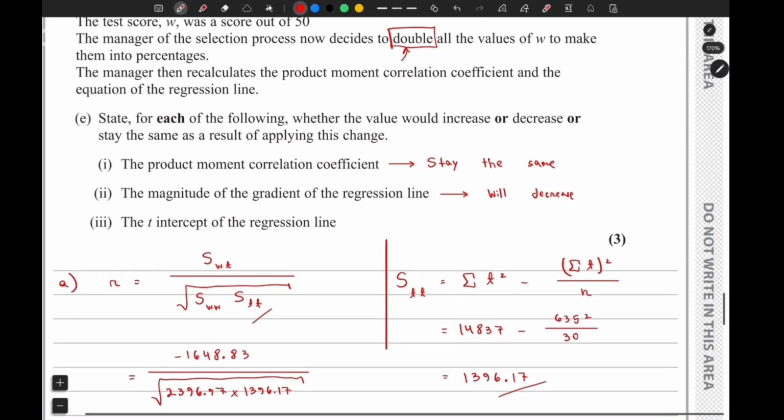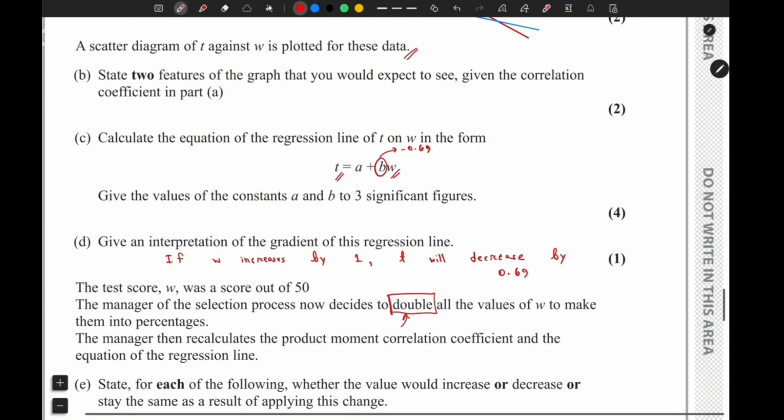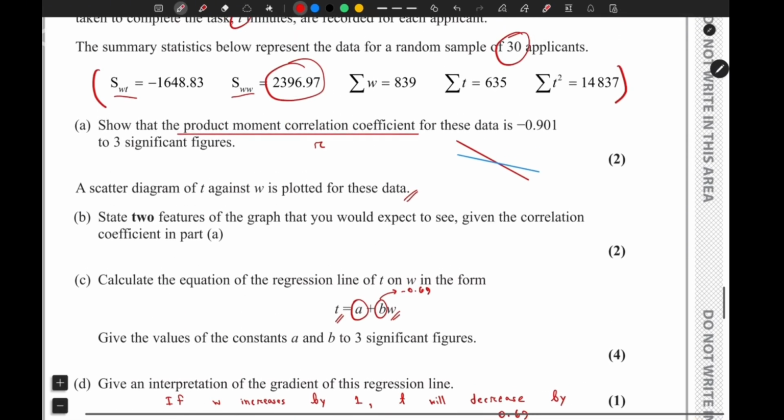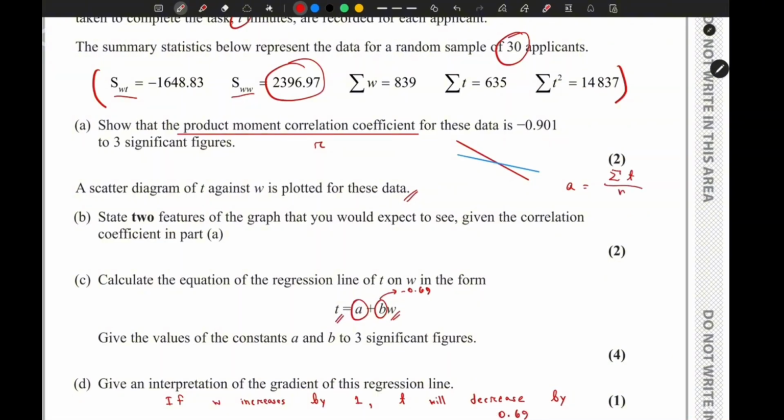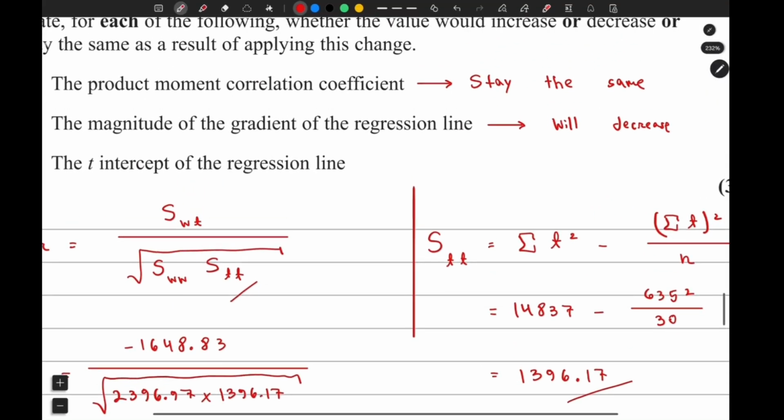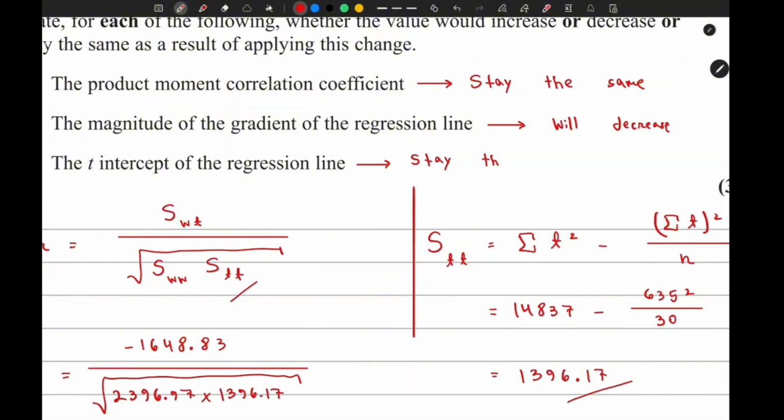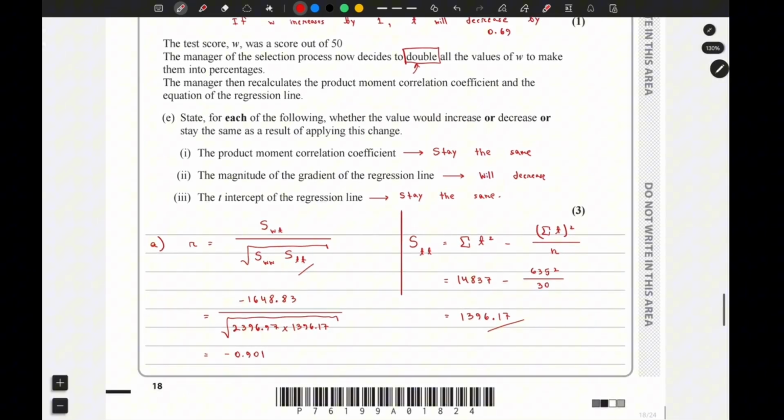Now the t-intercept of the regression line, which means the y-intercept, they're basically talking about the value of a. So a will not increase nor decrease, because a is equal to the summation of t over n, and the value of t did not increase nor decrease. So the y-intercept, basically the t-intercept, will remain the same. So that is it for this part.